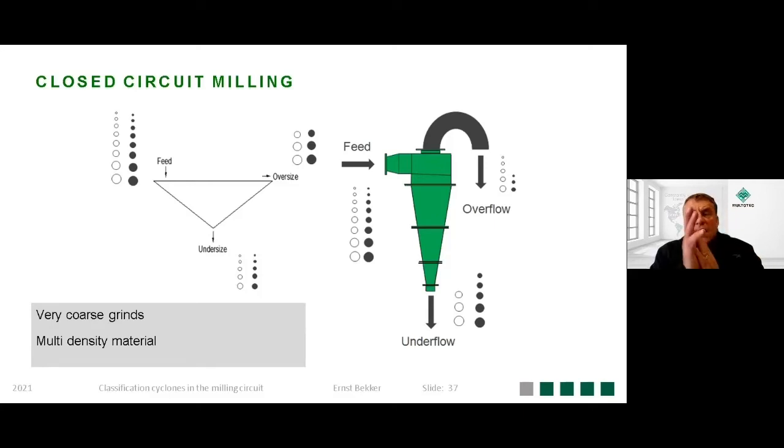The single cyclones do have their shortcomings. At very coarse grinds, screens are the better option.